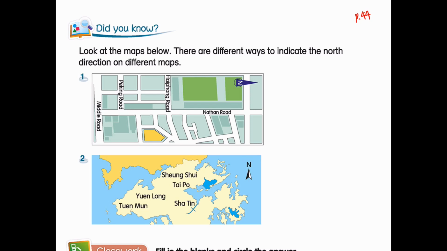Please turn to page 44 of your textbook 2D and look at the maps below. There are different ways to indicate the north direction on different maps. This is the one that I mentioned to you before. You see an arrow pointing to the letter, and this indicates this direction being north, and then east, south, and west.